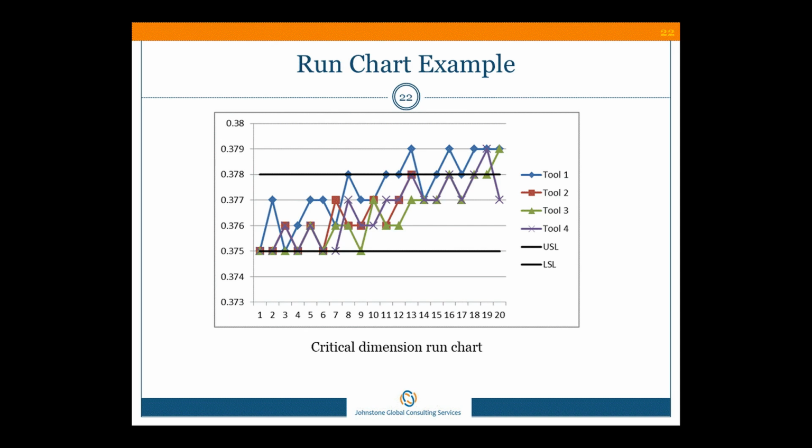We have an upper spec limit and a lower spec limit that we've drawn in so we can see where the dimension is relative to those 2 spec limits and what's happening to the dimension during the tool run. It starts out very close to the lower spec limit, but it gradually moves up towards the upper spec limit the more parts we make.